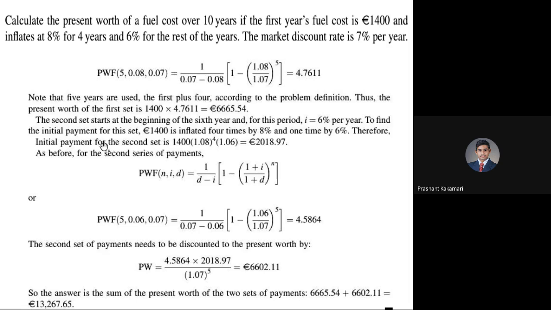Okay, so this is for the first inflation rate for 4 plus 1 year, 665.54 euros. Then the second set is what? 10 minus 5, if I take again 5 years. Okay, again 5 years they have considered. So the second set starts at the beginning of the 6th year: 6, 7, 8, 9 and 10, 5 years. And for this period, the inflation rate is 6%.